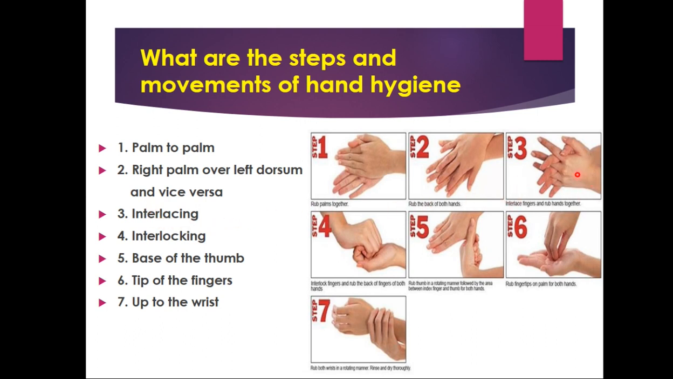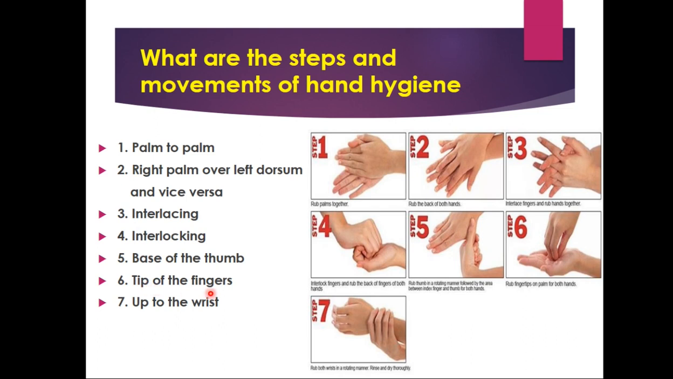Here you can see what you have to do. You have to interlace the fingers and rub the hands together like this. Then is interlocking. Fourth is interlocking. You have to interlock the fingers and rub the back of the fingers of both hands like this. Okay. Then is base of the thumb. Here you can see you have to do the rotational movement of your thumb. Rub the thumb in a rotating manner followed by the area between the index finger and the thumb for both hands. Like that you have to clean your thumb.